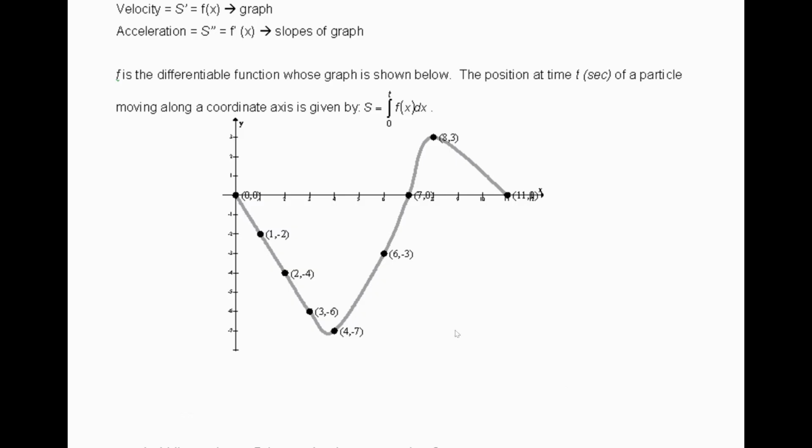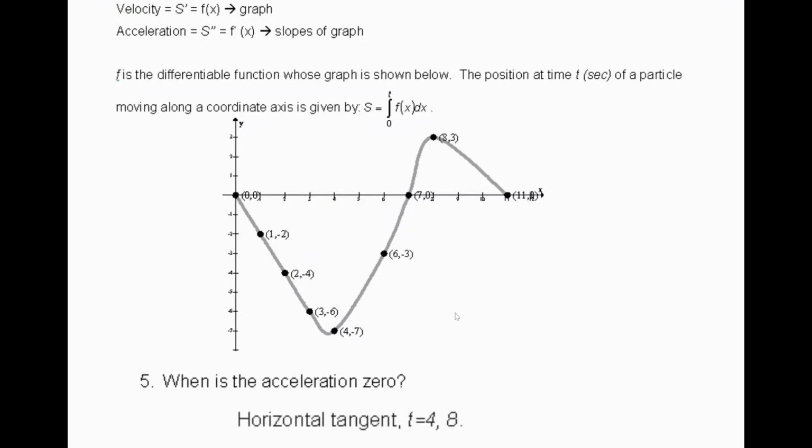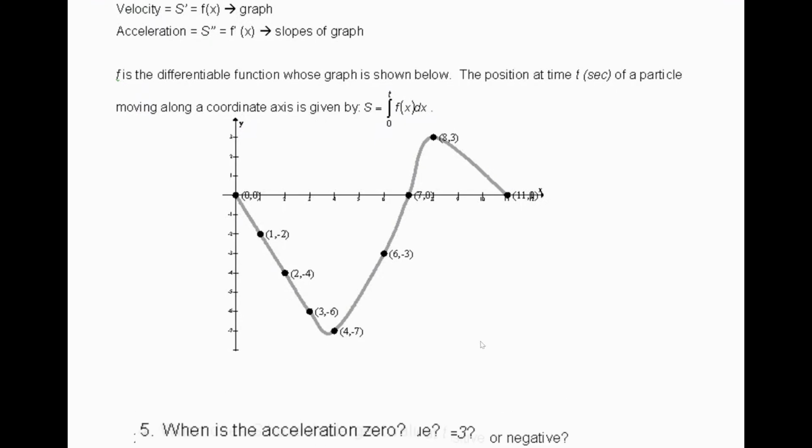Okay, next up, when is my acceleration 0? I'm going to ask you to humor me and assume that my dot is just a little bit over here. Let's assume that I've got a slope of my graph at 4, and a slope of my graph at 8, and both of those slopes are 0. So my acceleration would be 0 at both t equals 4 and t equals 8.